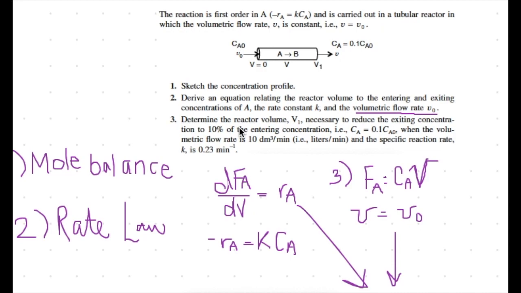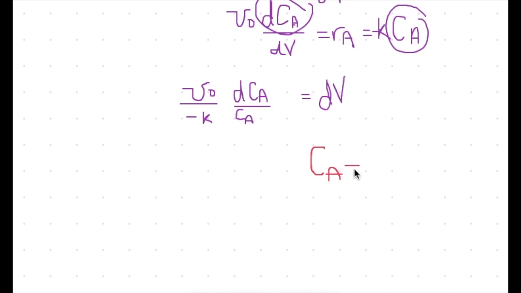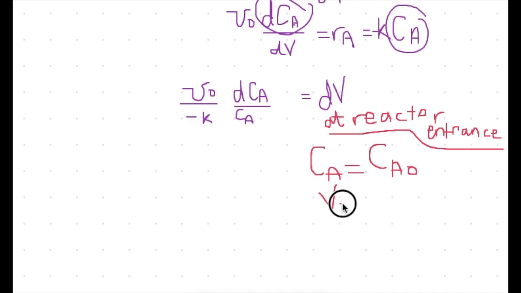Our question asks us to relate the reactor volume to the entering and exiting concentrations of A. So the volume is 0 and the initial concentration is Ca naught. So our concentration of A is going to be Ca naught at the entrance to the reactor. And our reactor volume is going to be 0. So to solve this, we are going to integrate both sides.